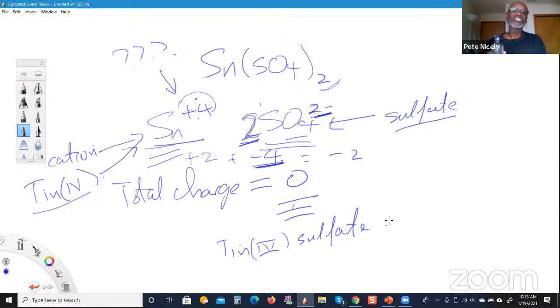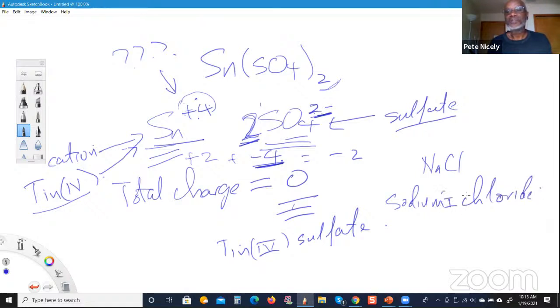There's one thing I should mention. If the element displays only one charge, then according to IUPAC, you do not use Roman numerals. So for example, in the case of NaCl, the name is simply sodium chloride. All right? And we don't use any Roman numerals for the sodium because there's only one type of sodium ion. You don't have any sodium 2 or sodium 3 or anything like that. All right?